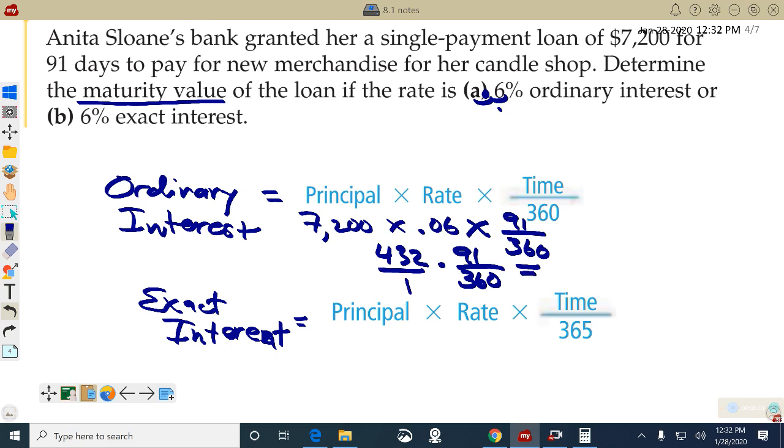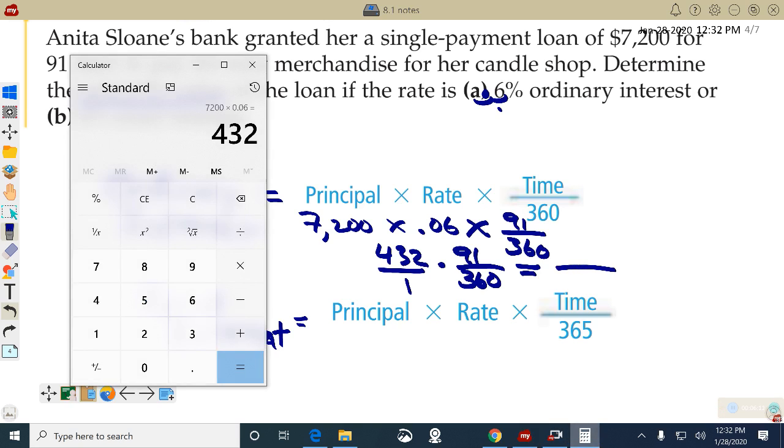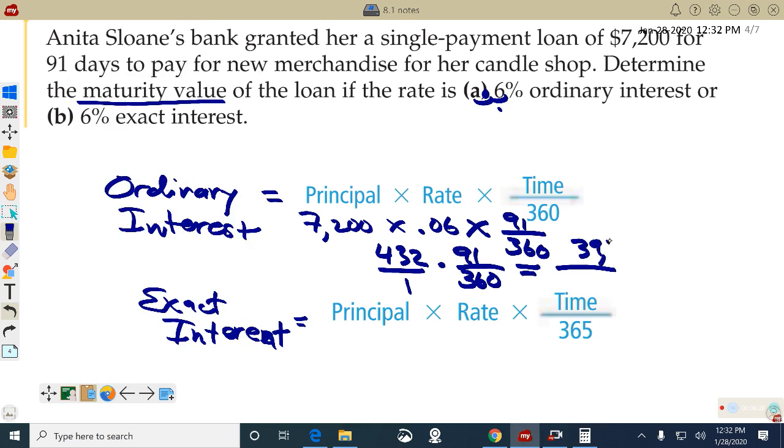So let's see, fraction times a fraction. If I remember correctly, that's numerator times numerator, and then denominator times denominator. So watch this. 432 times 91 is 39,312. That's the numerator. Now denominator times denominator is 360. Last step. I'll take that numerator divided by the denominator, and I got my cash.